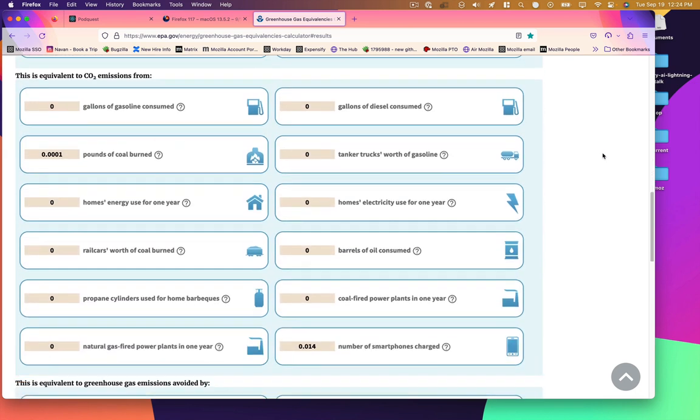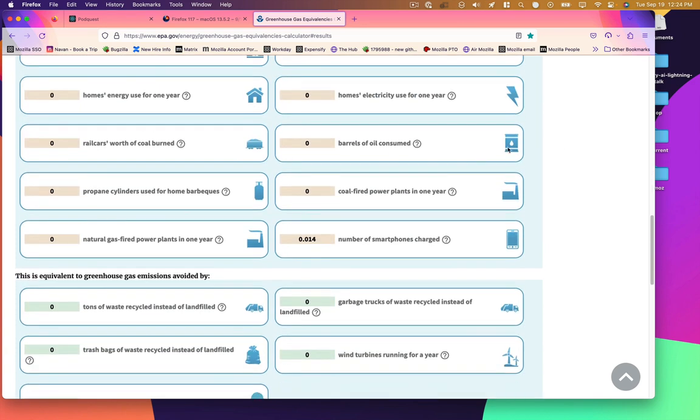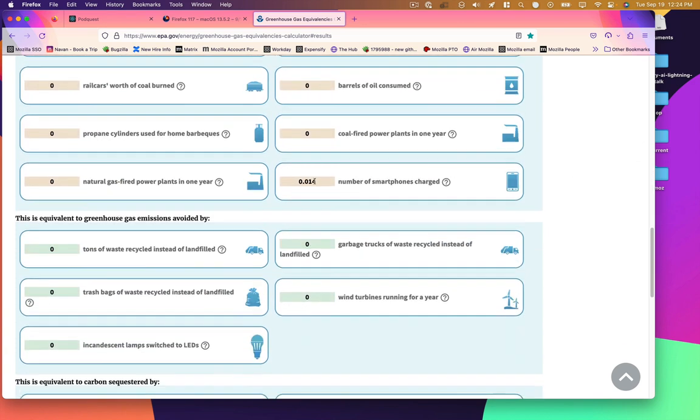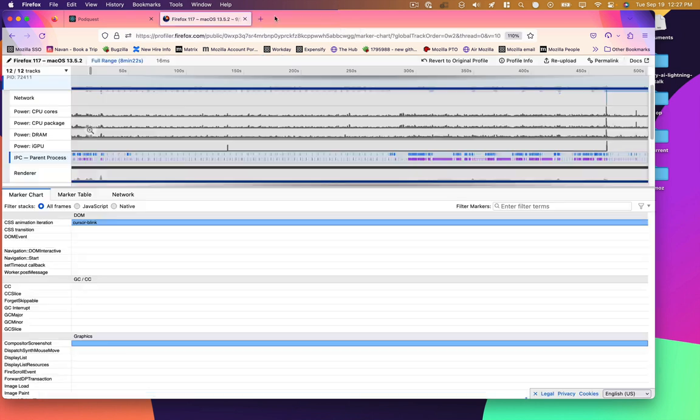So the equivalencies are all very small, with the exception, probably the closest we'll come here is 0.014 smartphones charged. So you could charge your cell phone one-hundredth of the way, roughly, on the amount of power that was consumed in that session. So this is not a lot of power being used by my computer.